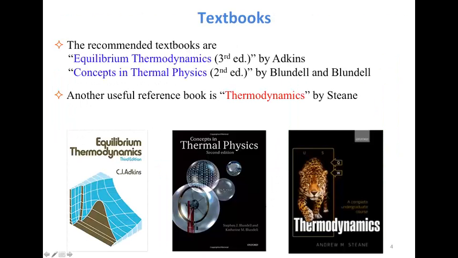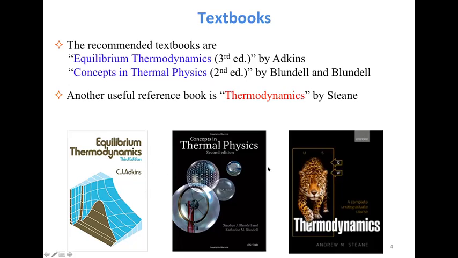Okay, the recommended textbooks are given here. When I prepare for this course, I read all these books. I take bits and pieces from these. And the first one is Equilibrium Thermodynamics by Atkins. This is a famous textbook, kind of the classic in the field. A little bit old, but really it's a classic in this field.